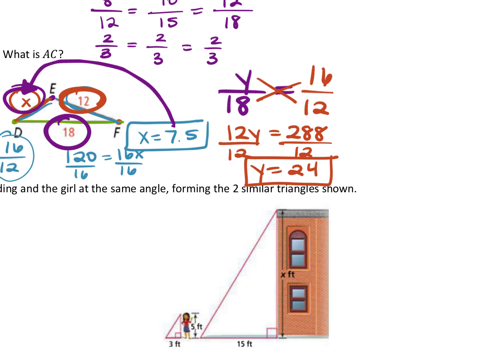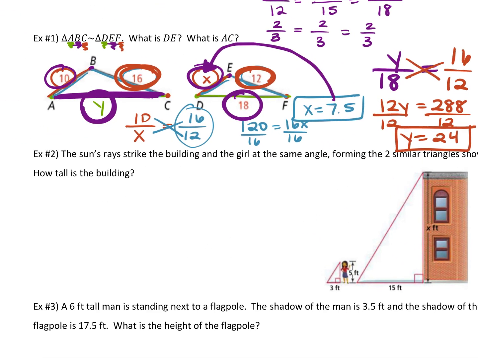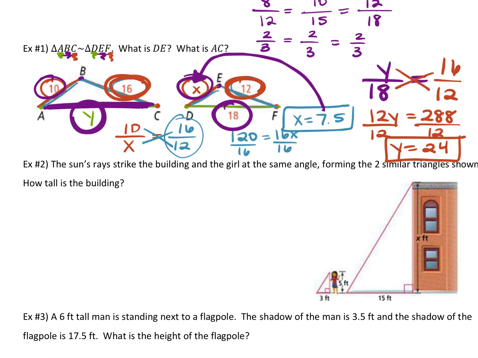Questions on that? So your order matters, right? Big triangle to small triangle has to be big triangle, small triangle every time. Big to small, big to small, big to small. Could you go small to big equals small to big? You can, but you cannot go big to small equals small to big. Okay, you have to go in a consistent order.